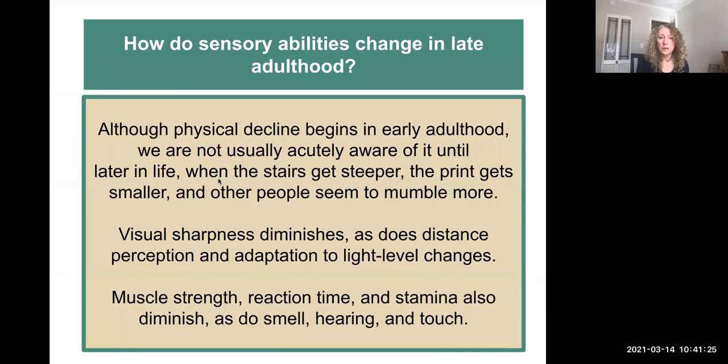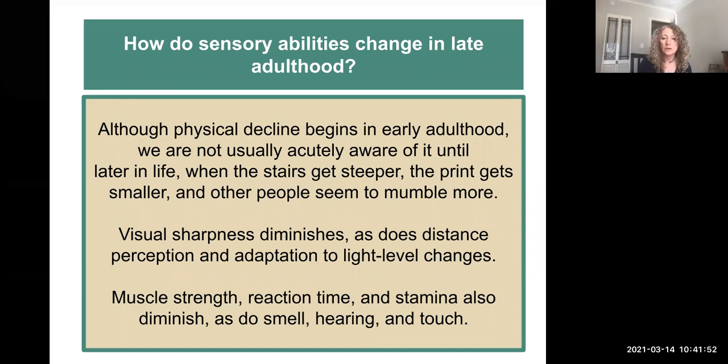So one other big thing is talking about our sensory abilities and how they do change in late adulthood. So late adulthood would be like over 55, 60. Although physical decline begins in early adulthood, we are not usually acutely aware until later in life when the stairs get steeper, the print gets smaller, and the people seem to mumble more. I'm sure you see your older family members going like this, right? And I'm starting to do that as well.